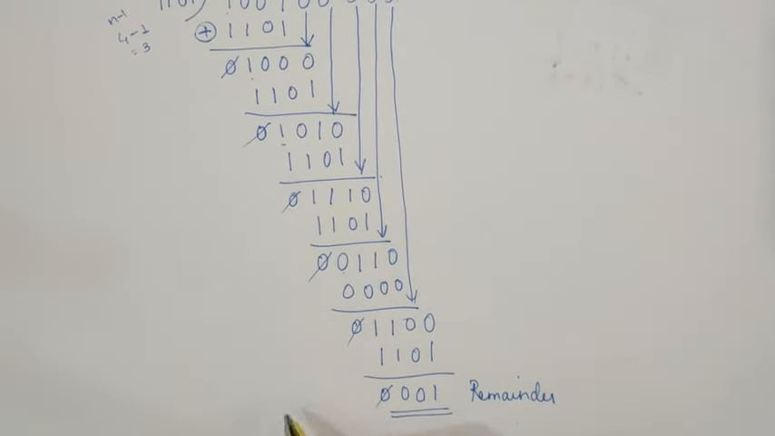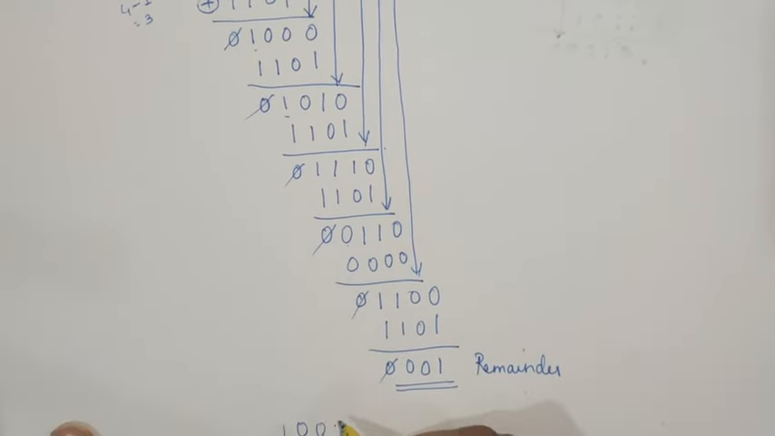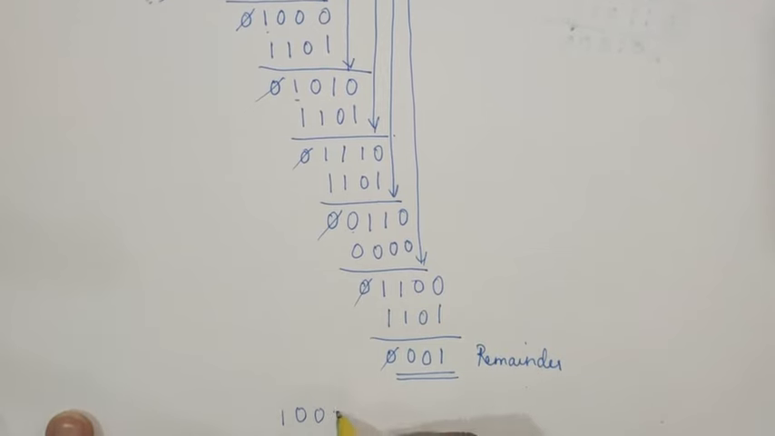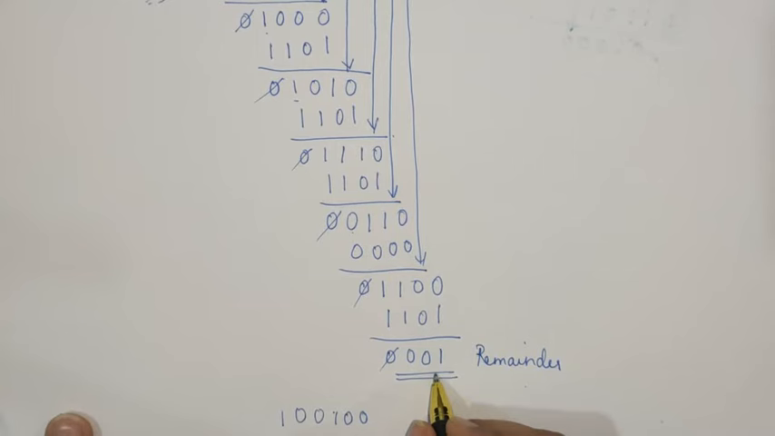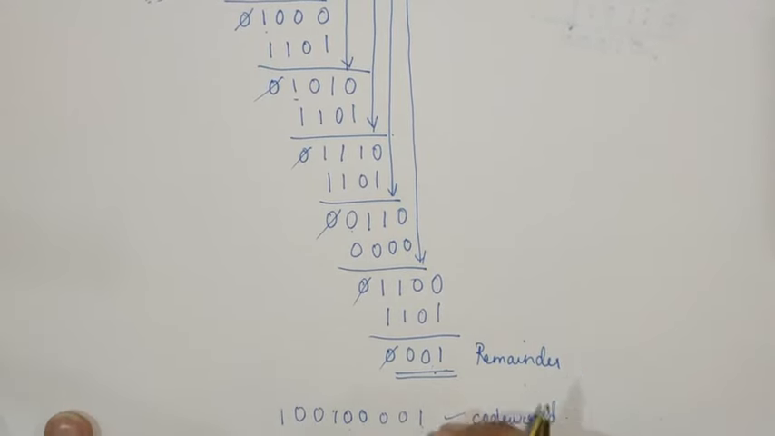So what was the data word that we wanted to send? This was the data word that we wanted to send. So we are going to append this CRC bit, or this remainder, to this original data. So what are we going to send? 100, and we are going to append this bit. So this is our code word that we are actually going to send. Okay, this is the code word that is going to be sent.